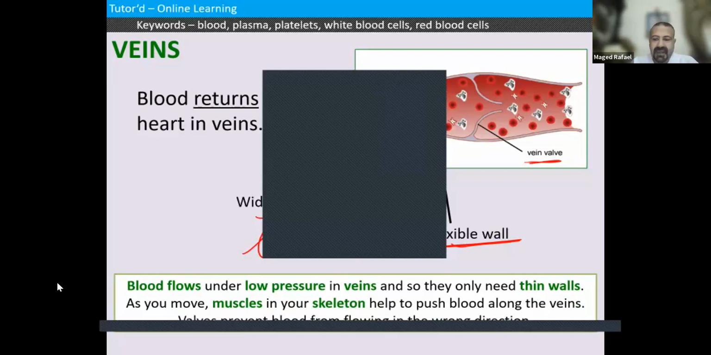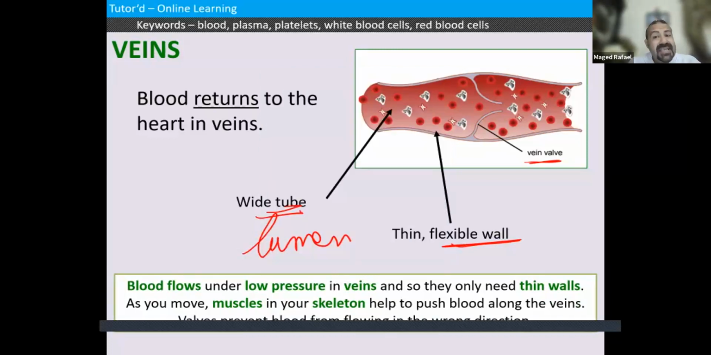All of these are perfectly fine. And this is the same function of the valves inside the vein, to make sure that the blood is going in one direction. That's it.